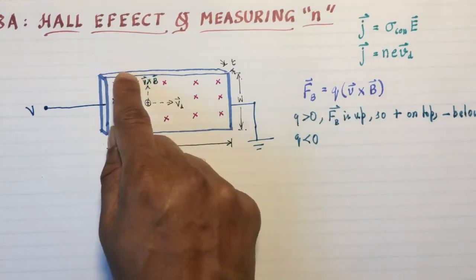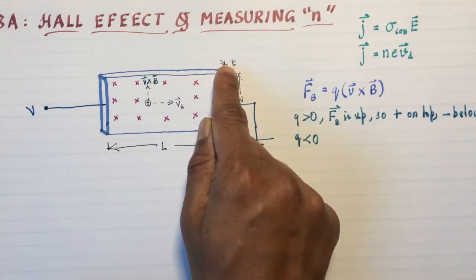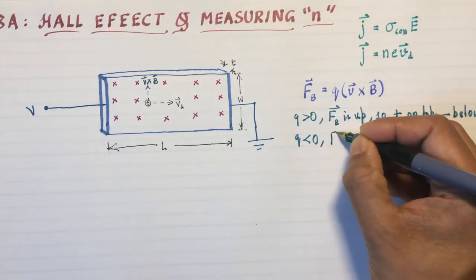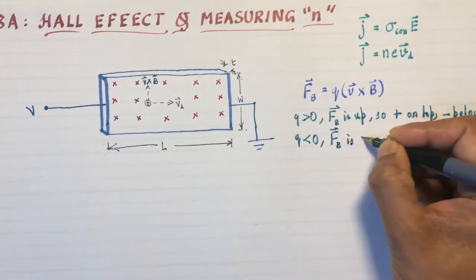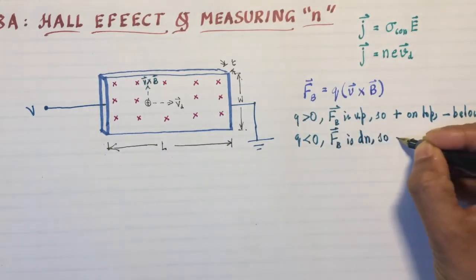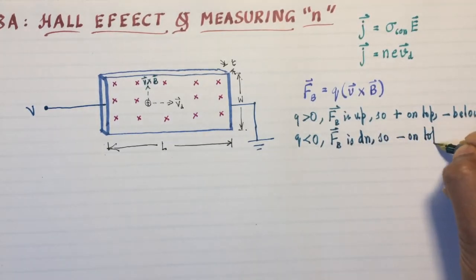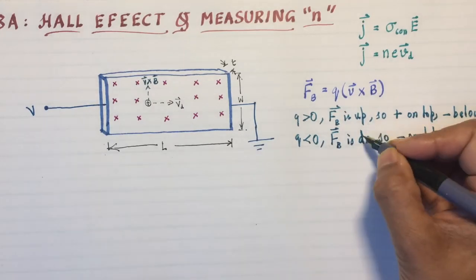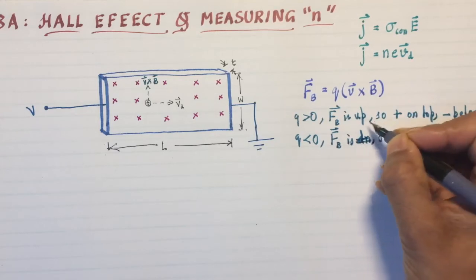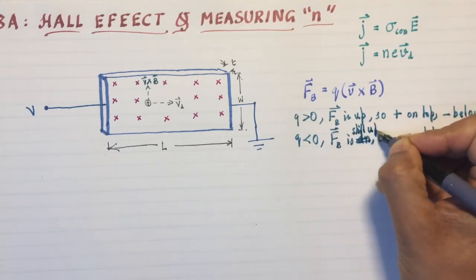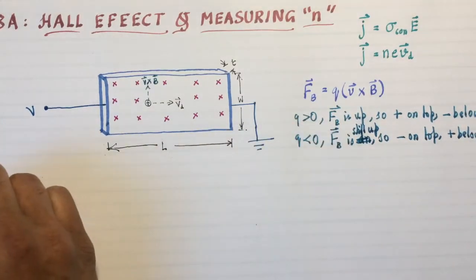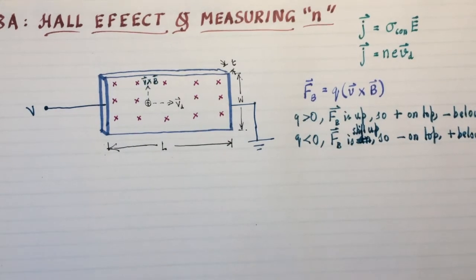So it's going to end up having negative signs on top because now the charge carriers are negative. So I'll write this. If Q is less than 0, minus on top, plus below. Well, FB is still up is what I should have written. It's still up. I mean, V cross B is down, but FB is still up.